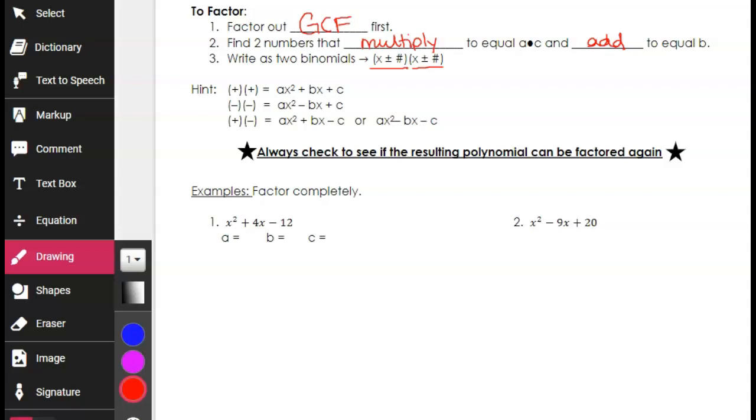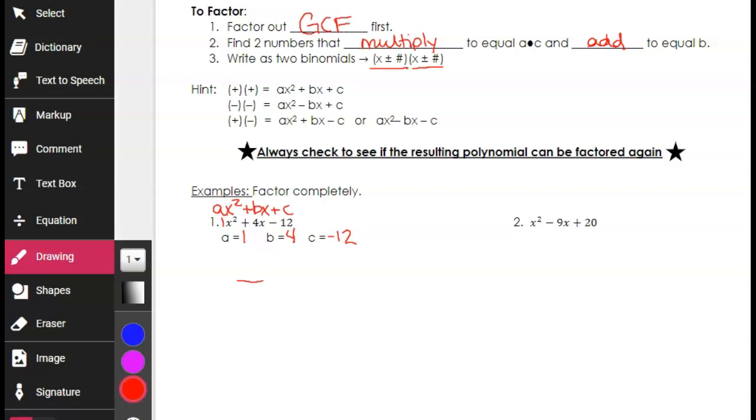We need to factor completely. So number 1, the way you say this problem is x squared plus 4x minus 12. I'm just going to write my standard form on top just so that you're aware of what is in what place. So ax squared, that's really 1x squared. That means my a value is 1. Bx is 4x, so my b value is 4. And the plus c is really a minus 12, so the c value is negative 12.